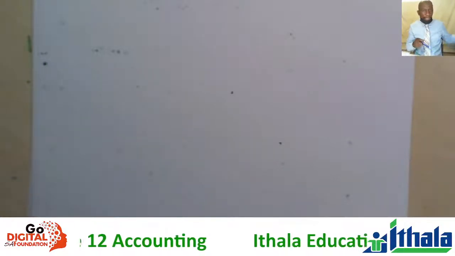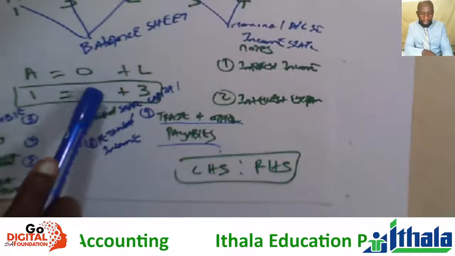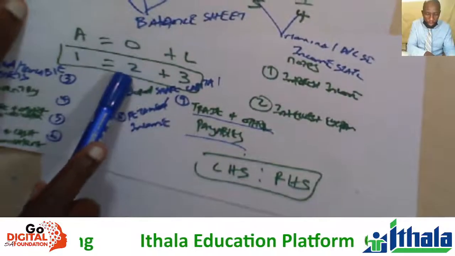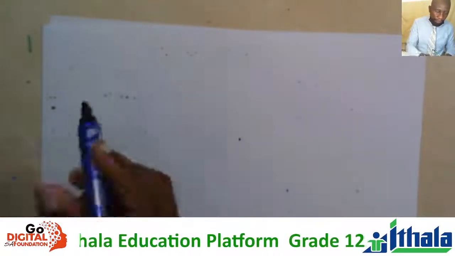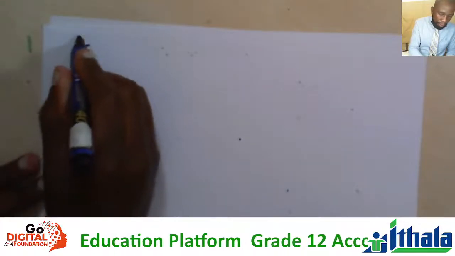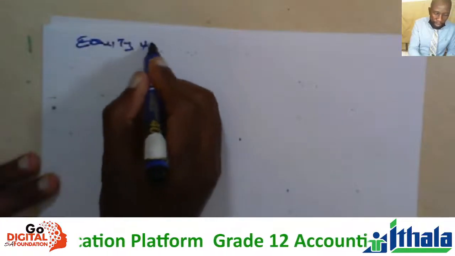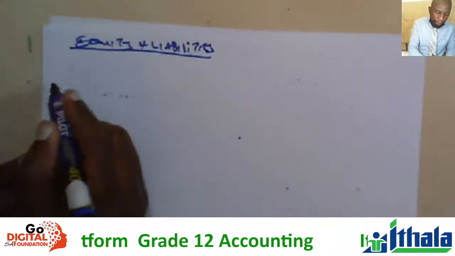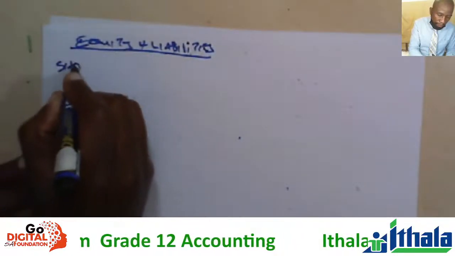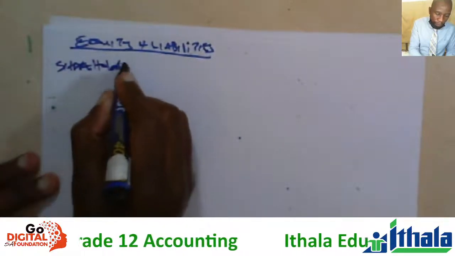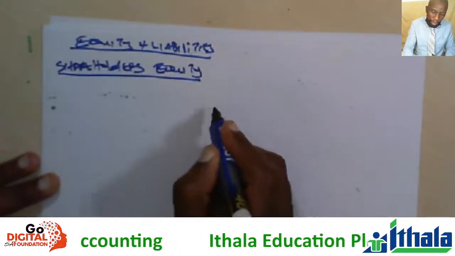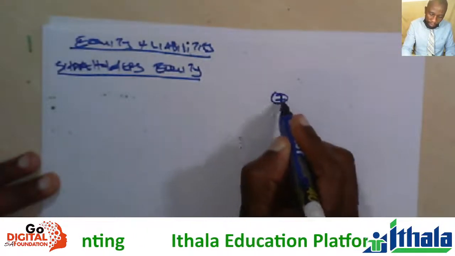Now where are we going? We do this collectively: equity and liabilities. That's your heading. Therefore you start with the list number, that is number 2. Equity and liabilities. So shareholders equity. And then you start with note number 7, note number 8.